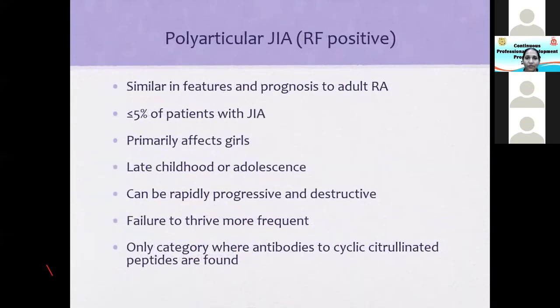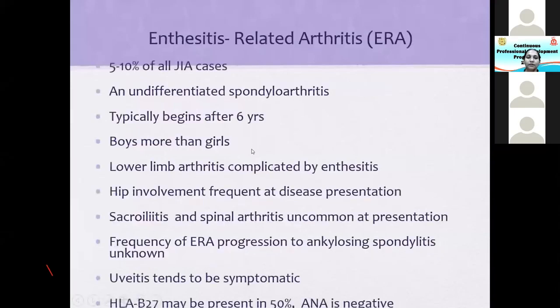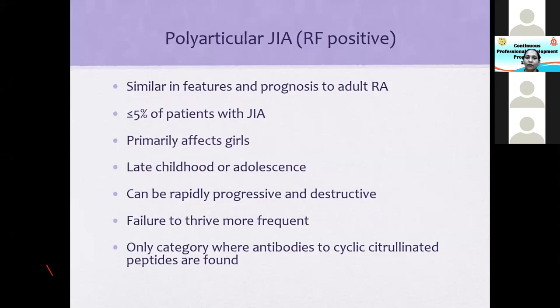Polyarticular rheumatoid factor positive JIA has similar features and prognosis to adult rheumatoid arthritis. But fewer children with JIA will have this subset. Primarily, girls are affected later on in life, in late childhood and adolescence. It can be rapidly progressive and destructive. And this is the only category where antibodies to cyclic citrullinated peptide can be found, like in adult rheumatoid arthritis.